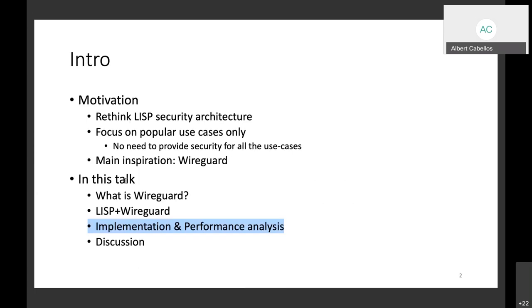So the main motivation is to try to rethink the LISP security architecture from a, let's say, clean slate standpoint, and try to think about only securing popular use cases, and not the entire LISP architecture, meaning a distributed mapping system deployment and so on, but rather maybe just one mapping system, a simpler deployment. And the main inspiration behind this is WireGuard.